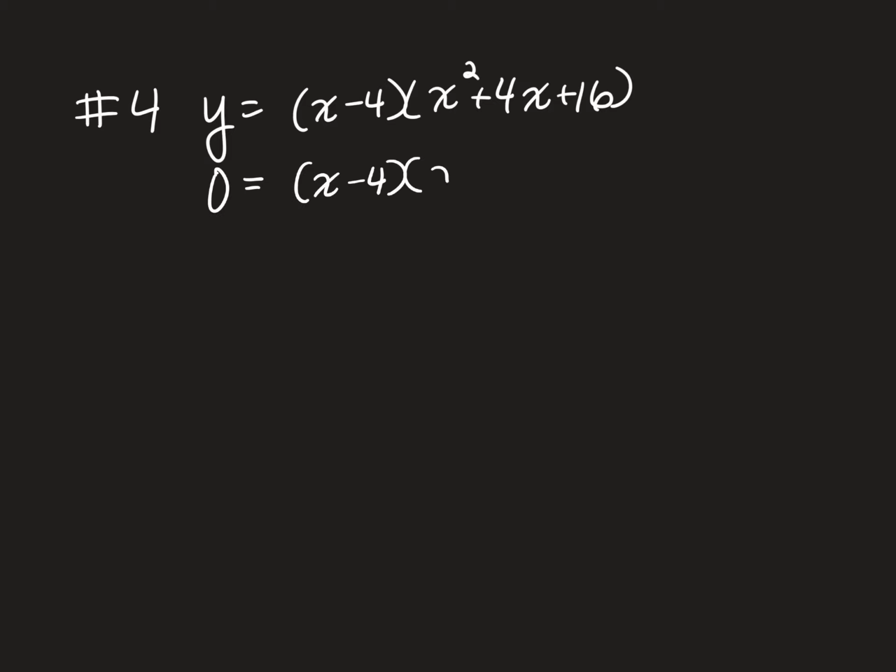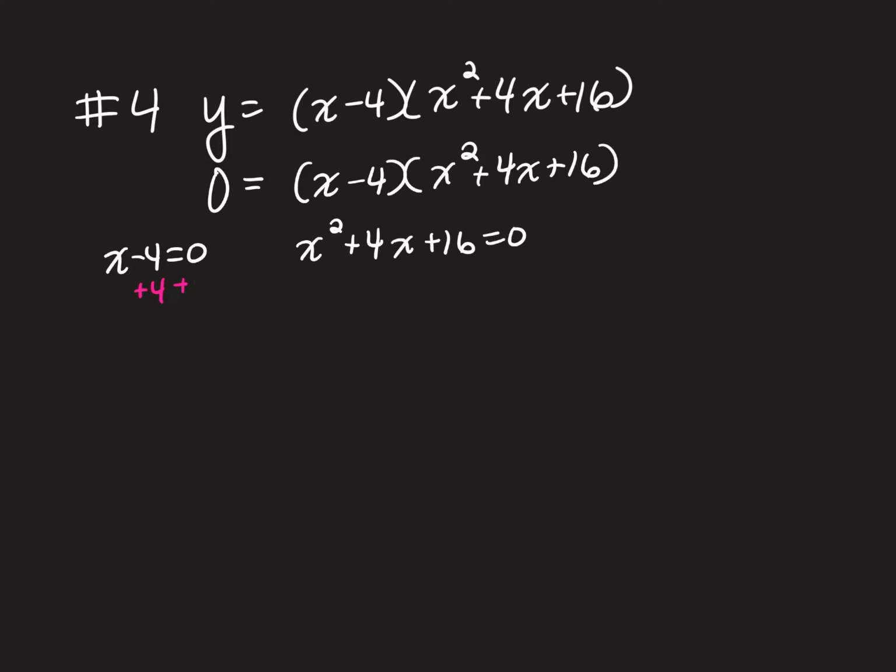and use our product property, or sorry, the zero product property to solve this. So I would set x minus 4 equal to 0, and then I would set x squared plus 4x plus 16 equal to 0 and solve both of those. Well, the first one, that's easy. That's just going to be x equals 4. So we've got one solution.